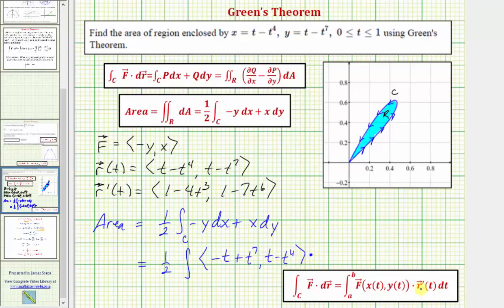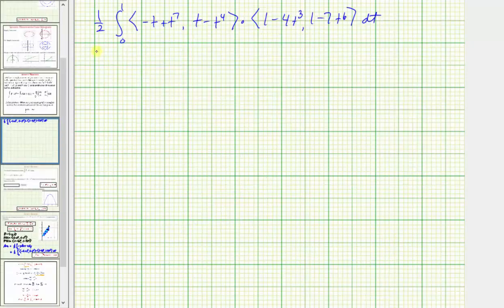dotted with r prime of t, which we already found. r prime of t has an x component of 1 minus 4t to the third, and the y component is 1 minus 7t to the sixth. And we have differential t, and limits of integration for t are from 0 to 1. Let's evaluate this on the next slide. And now we'll find the dot product.